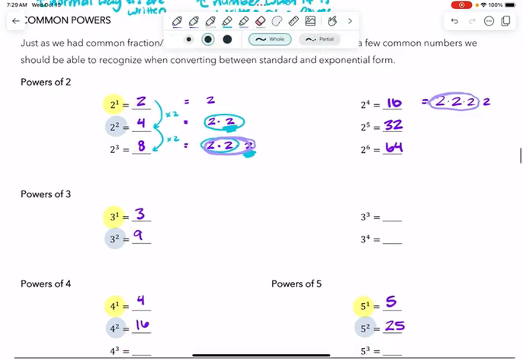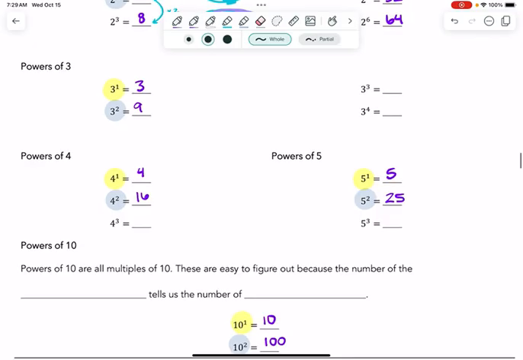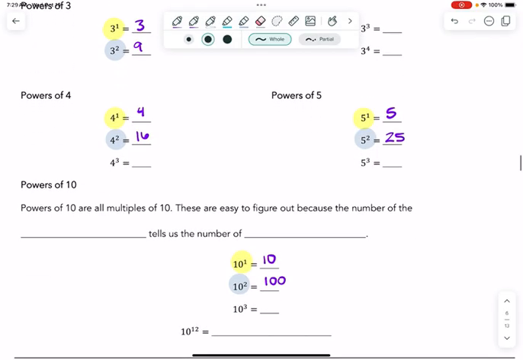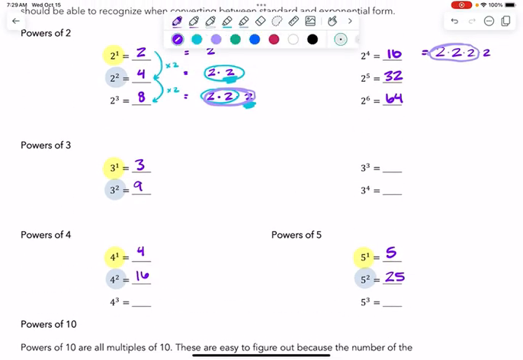Can you take a moment, pause the video, and figure out the last ones for the powers of 3, powers of 4, and powers of 5? Okay, welcome back. I'm assuming you did it.